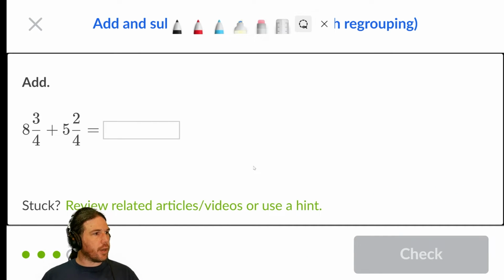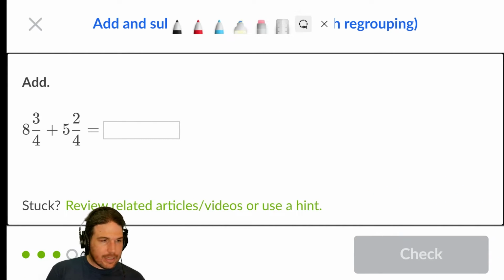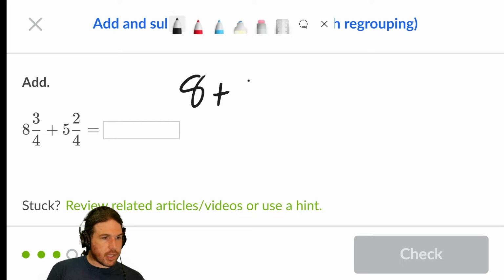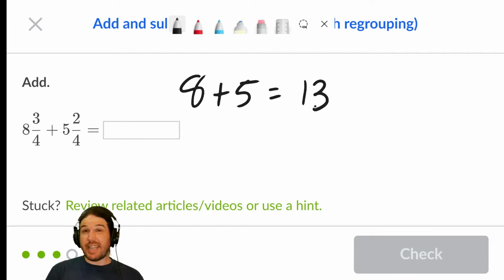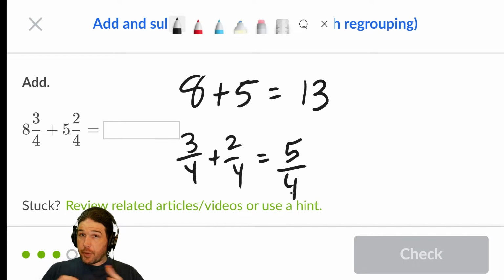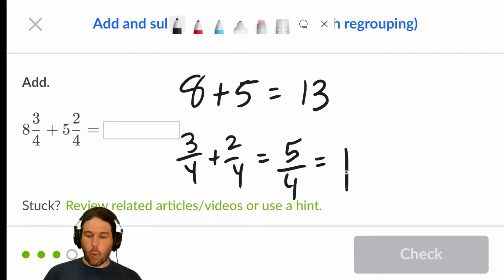All right, last one. We've got 8 and 3/4 plus 5 and 2/4. So 8 plus 5, well, that's 13 if I'm counting right. 3/4 plus 2/4, well, that's 5/4, right? 3 plus 2 is 5. However, I know that I can pull 4/4 out of there and get 1 and 1/4.